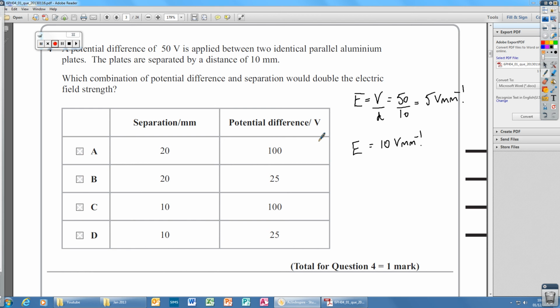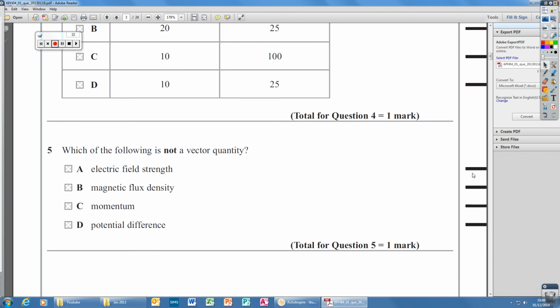So if I just nip down this list, 100 divided by 20, that's going to be 5 again. No, it's not going to give us what I want. But this one here is 100 divided by 10, which will give me the 10 volts per millimeter that I'm actually looking for. So in this case, it's C. And my final question, there we go.